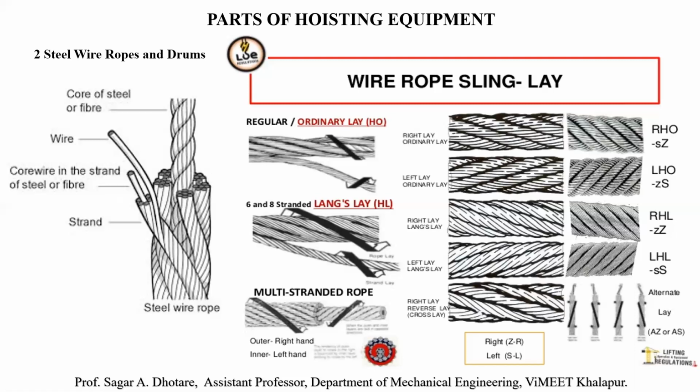The third one is composite or reverse lay. In the rope with the reverse lay, the wires in two adjacent strands are twisted in opposite directions. Besides, the direction of the lay of the rope can be either right or left hand. Normally, the right hand lay rope is frequently used in general practice.